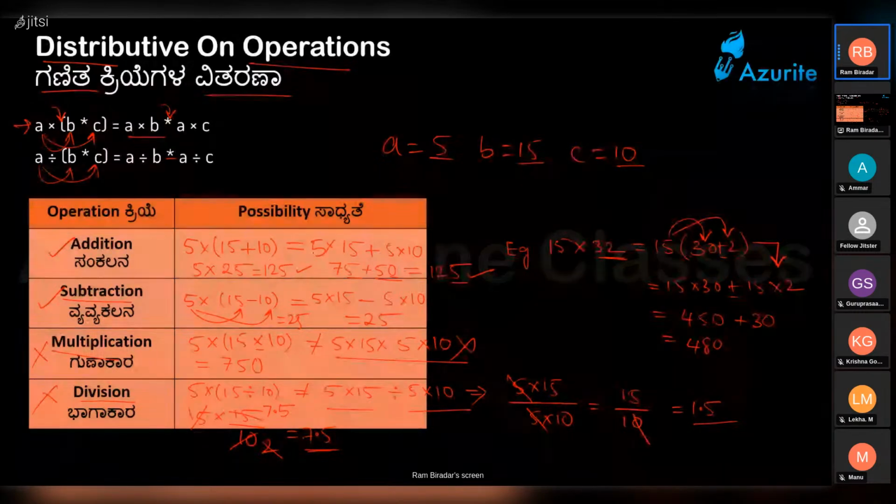Okay, so how do we do it? We have to multiply 5 with both the numbers, that is 15 and 10, multiply with both. So then we get the same answer. The answer we get here is 125.